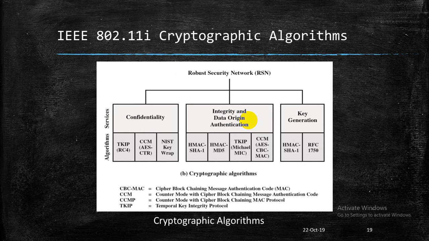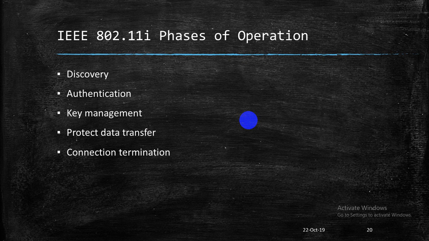Now there are several cryptographic algorithms used within the services. Confidentiality uses TKIP, CCM, and others, as noted in the diagram. We will discuss those algorithms later in the several phases and operations in IEEE 802.11i.